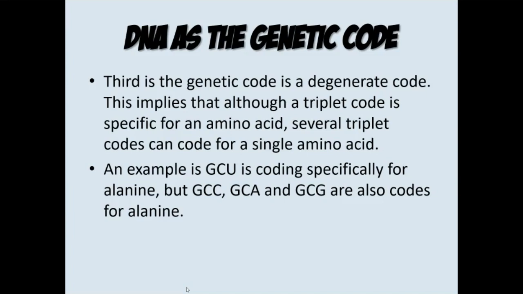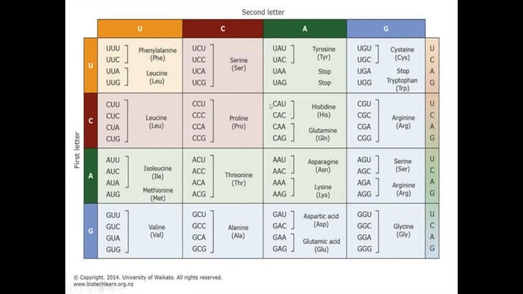Third is the genetic code is a degenerate code. This implies that although a triplet code is specific for an amino acid, several triplet codes can code for a single amino acid. An example is GCU, no? Is coding specifically for alanine, but GCC, GCA, and GCG are also codes for alanine. Paano po nangyari yun? Meron tayong sinusunod na genetic codes. Ito na po yun, no? So, ano yung na-mention dito? Alanine. May GCU na sa alanine na GCU, and then na-mention yung GCA, GCC, at GCG. Under siya ng alanine. No?